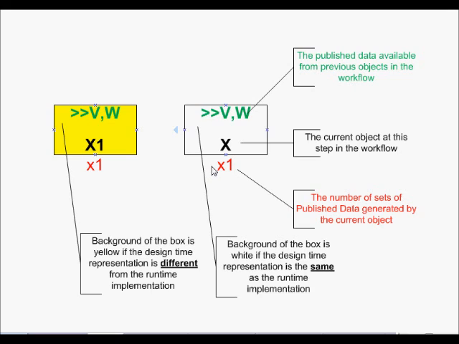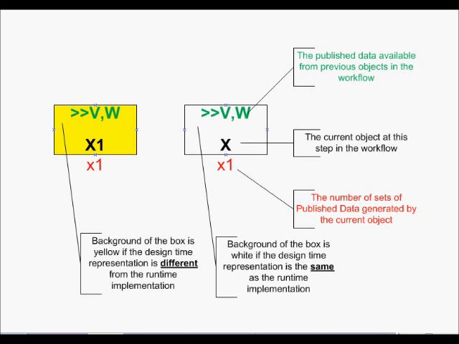The term in red below the box represents the cardinality of the current object, that is, how many sets of published data are created by the current object. This comes into play if the current object is a type of object that can generate more than one set of published data, and the output of the object has not been flattened. Examples of these types of objects are the query database object that returns one set of published data for each row of data returned from the SQL query.